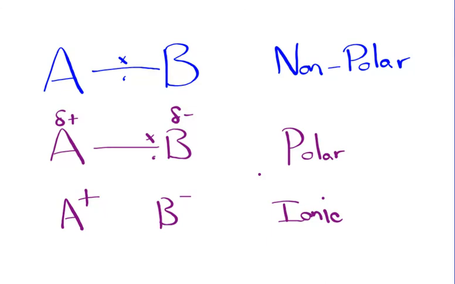And then finally your ionic bond, where basically the difference in electronegativity between the two atoms is so great, one of them is much stronger than the other, so takes the electrons, has a full negative charge, and the other one loses its electron and has a positive charge.